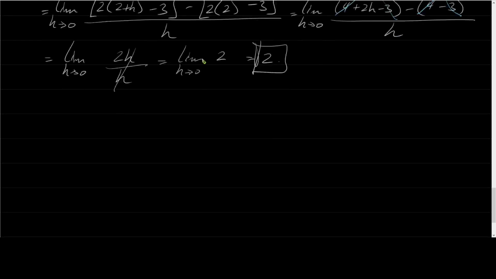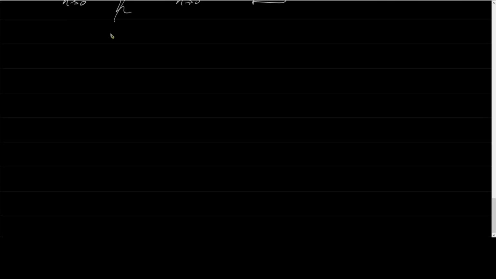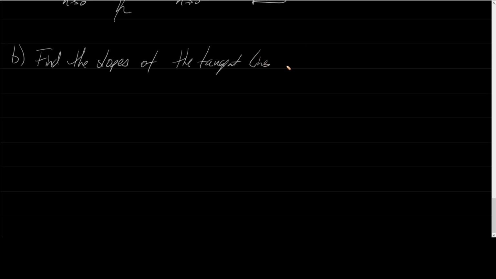All right. So b. Let's say that the question was, find the slopes of the tangent lines of f of x is equal to x squared plus 1 at the point 0, 1 and at the point negative 1, 2.